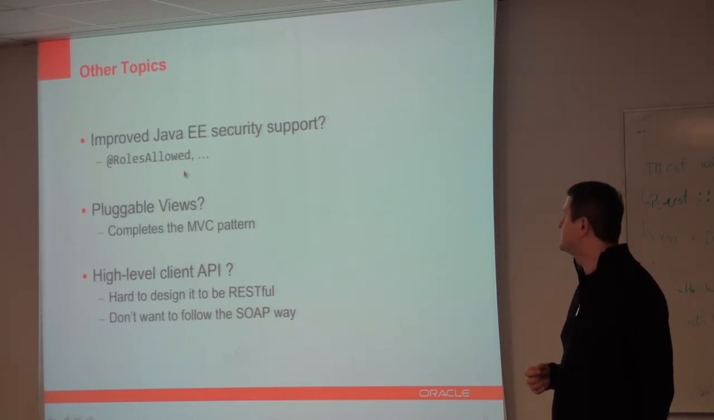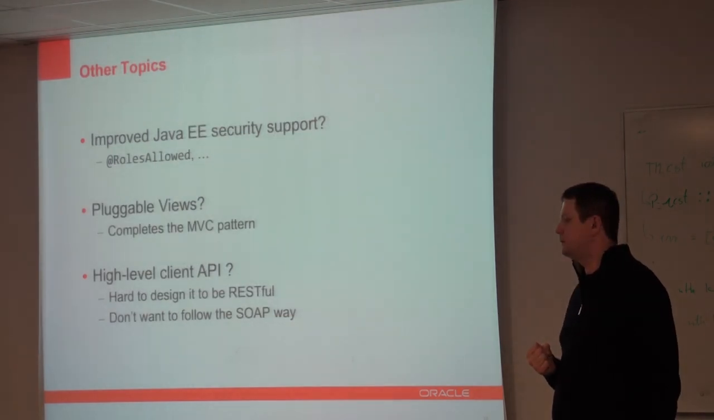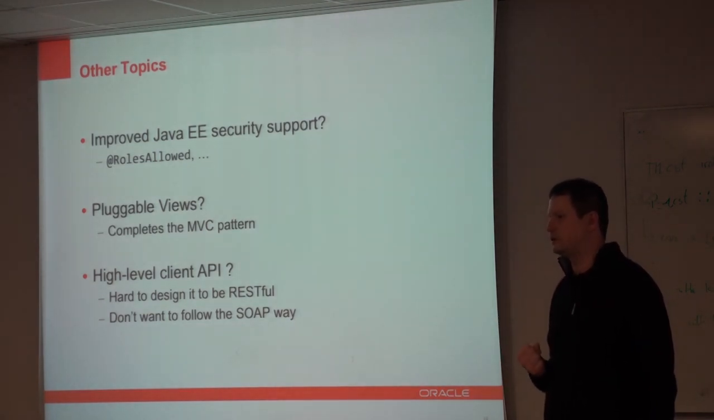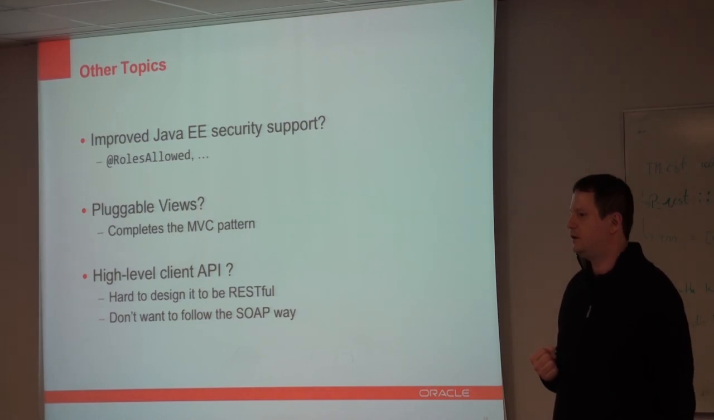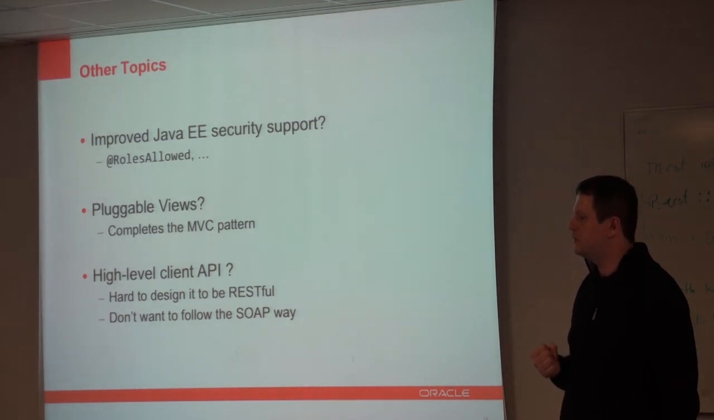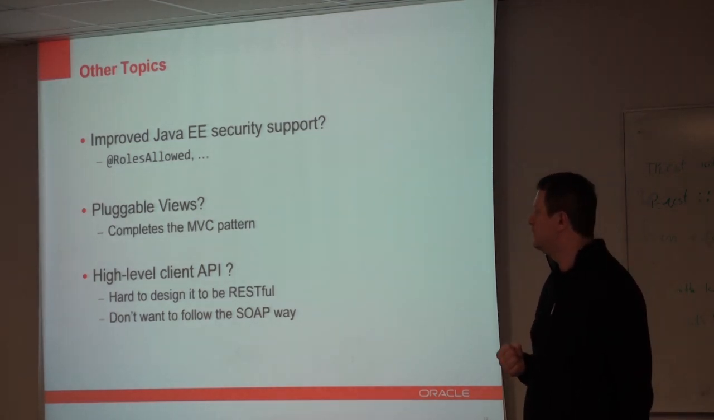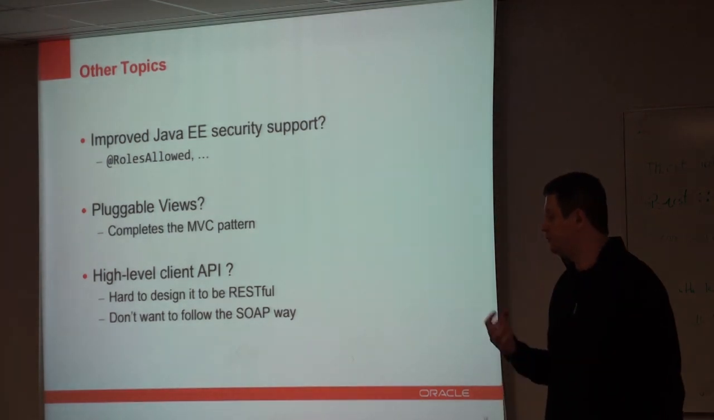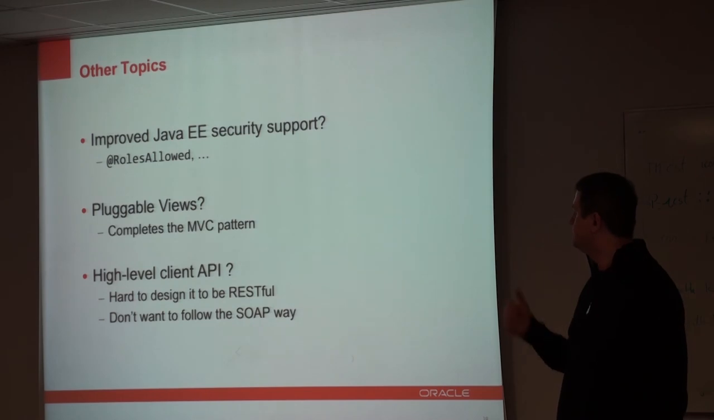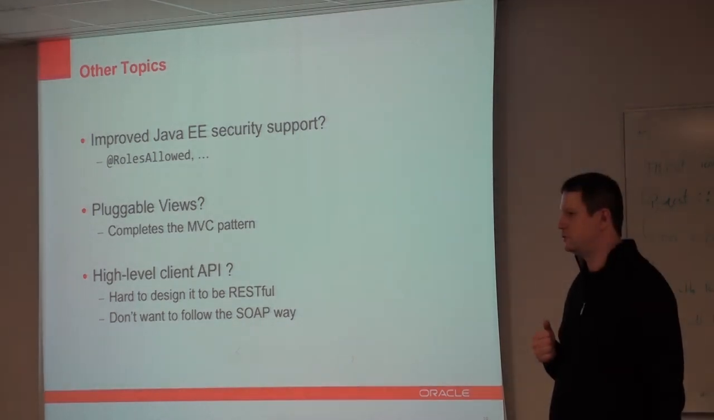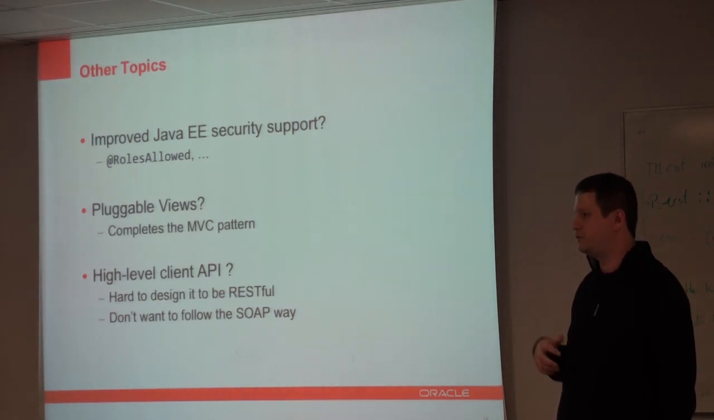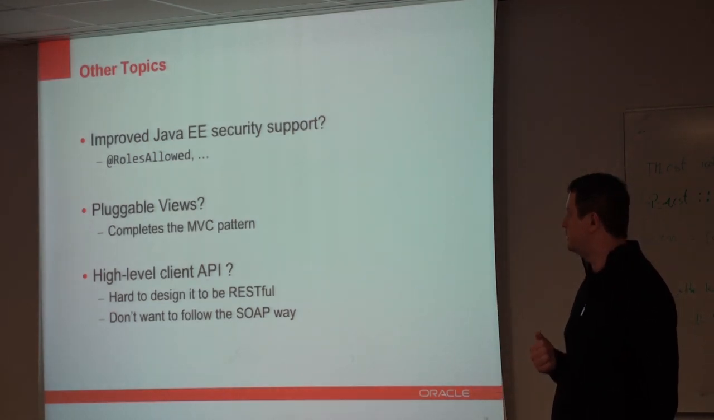As for other topics, we are also thinking about improving the server security support, like supporting integration of the standard Java EE annotations for security, such as RolesAllowed, PermitAll and DenyAll, which are currently not directly supported on the resources. Pluggable views, this is the MVC, is not going to happen in the 2.0 time frame, and we are reserving it for the next major release.